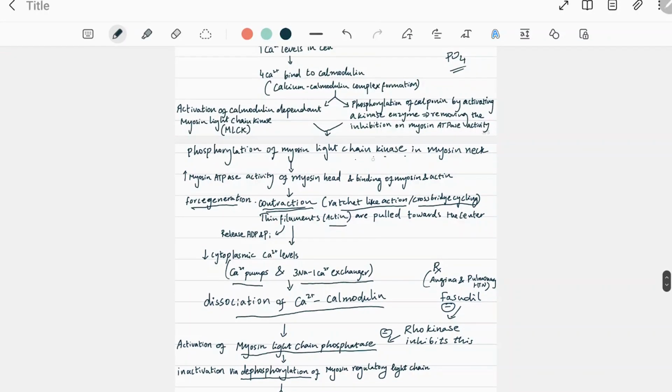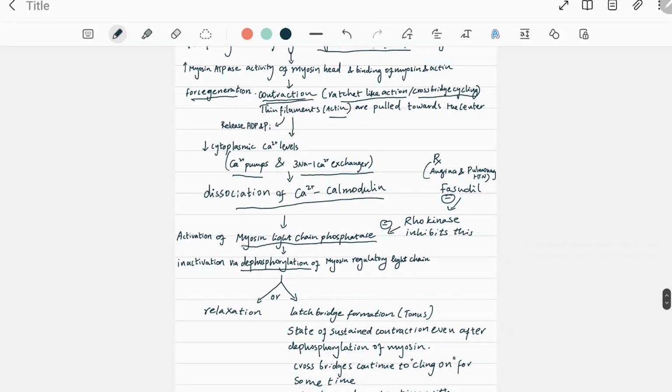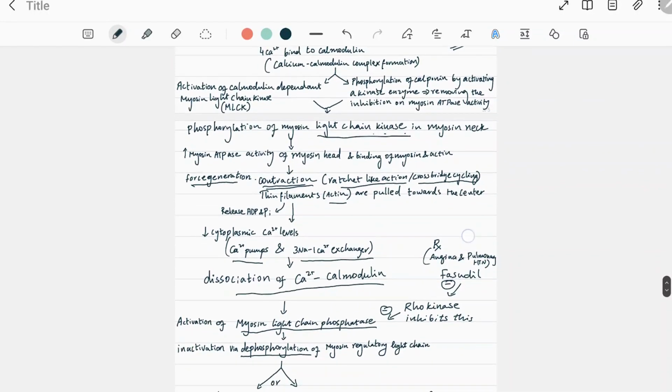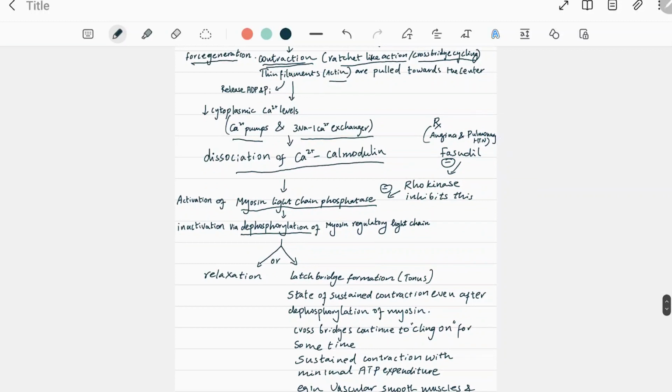First it was myosin light chain kinase that caused contraction. When you cause relaxation, it is due to activation of myosin light chain phosphatase that is going to remove the phosphate group from the myosin regulatory light chain, which was phosphorylated by the calcium calmodulin complex in the beginning. Now this is going to cause either relaxation or something called latch bridge formation.